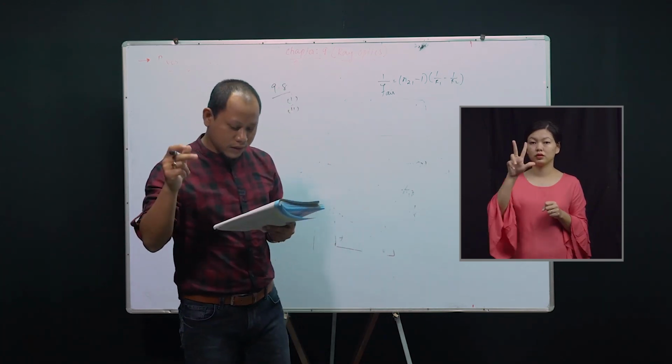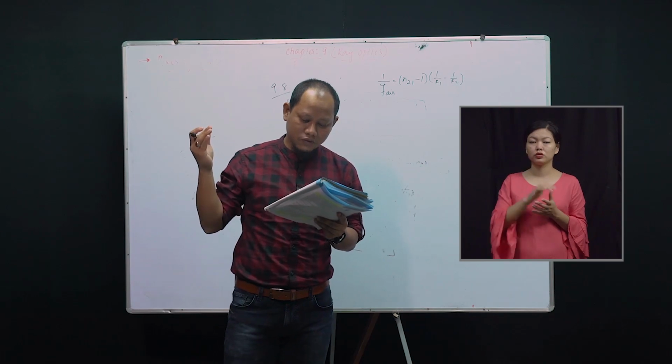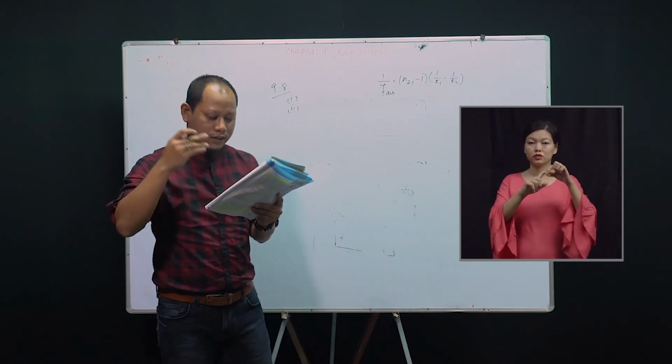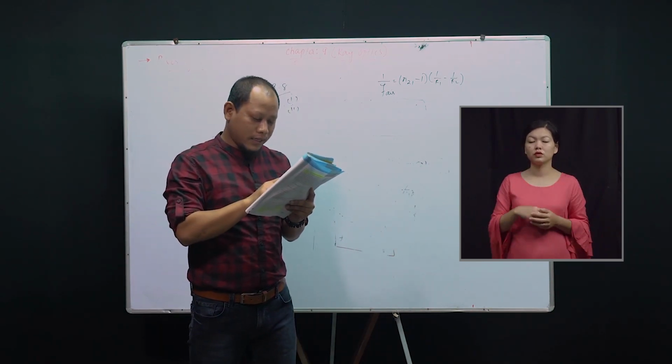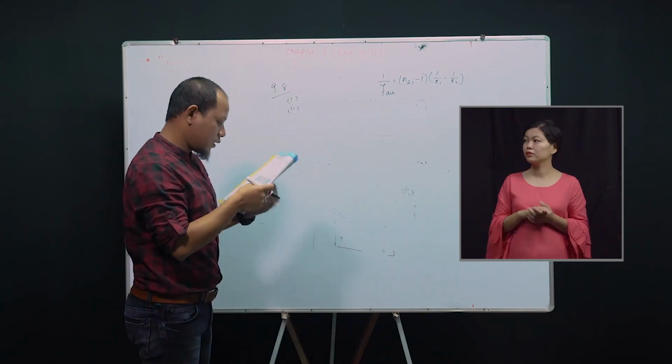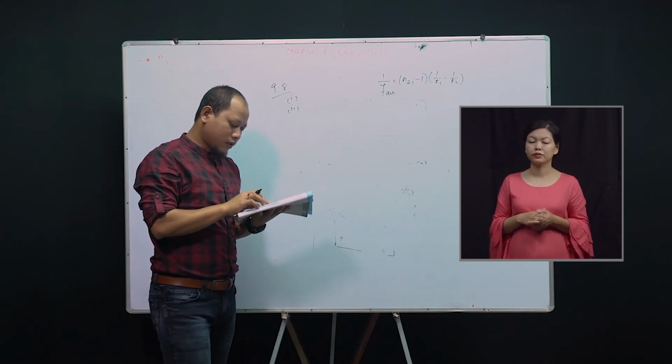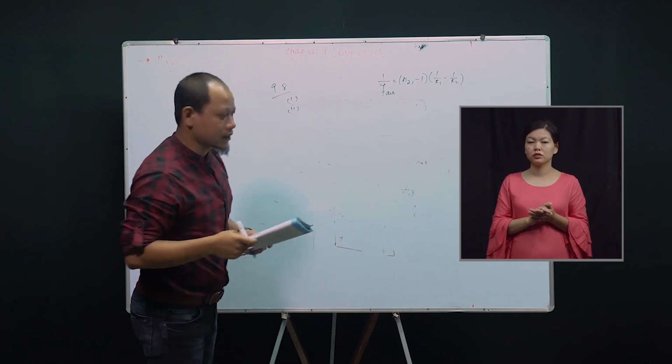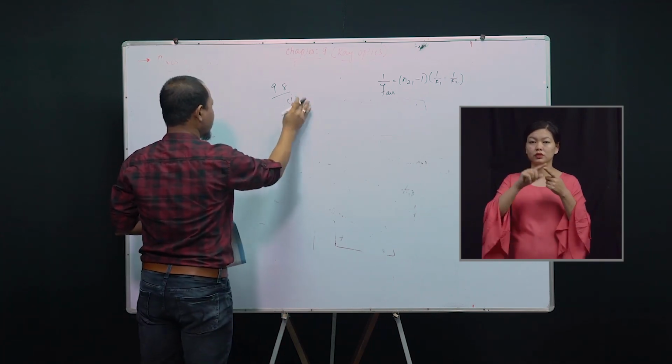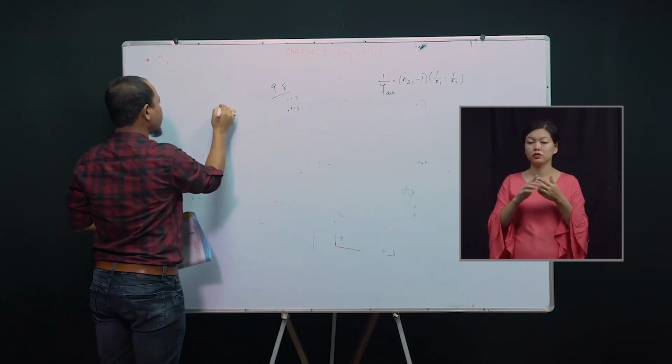The radii of curvature of the two faces of a double convex lens are 10 centimeter and 15 centimeter. Its focal length is 12 centimeter. What is the refractive index? So let's write what we have been given in question number 2.